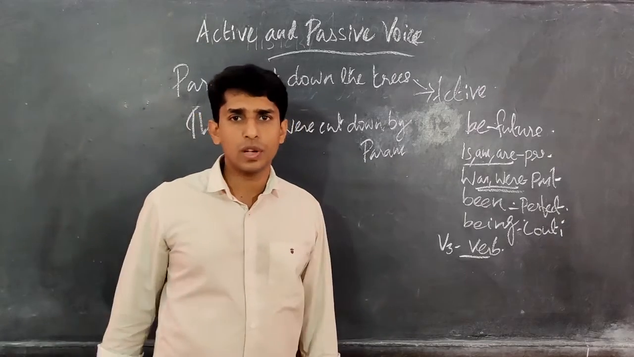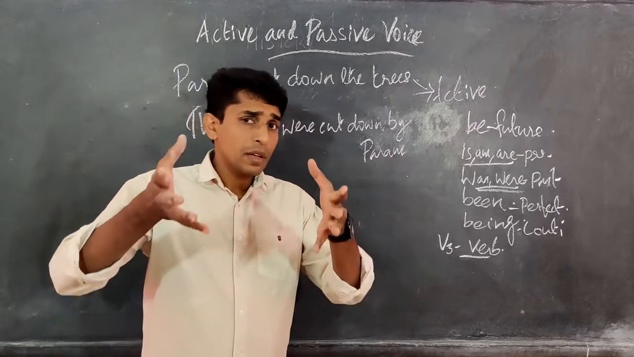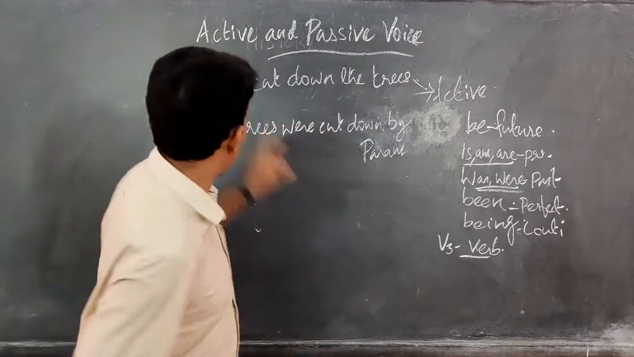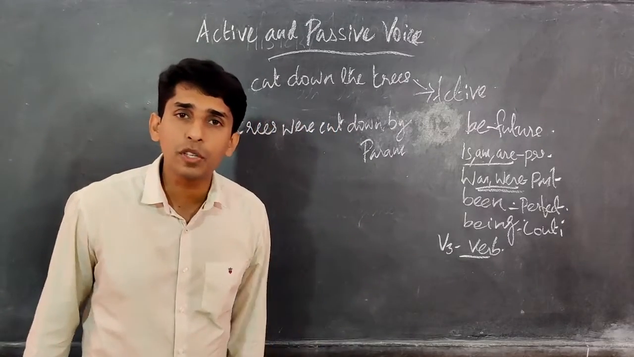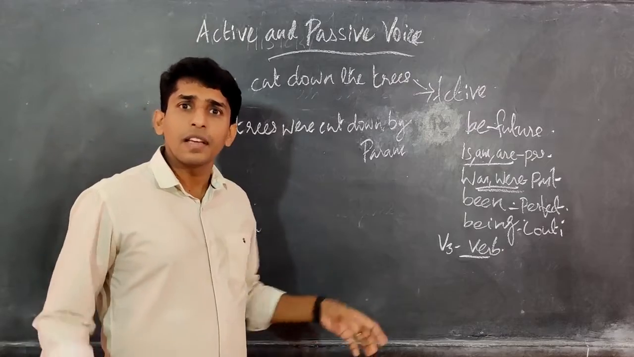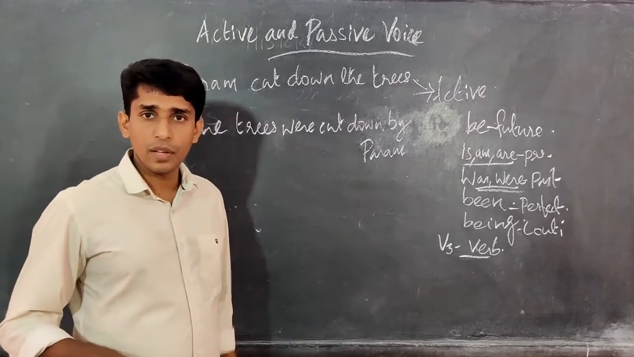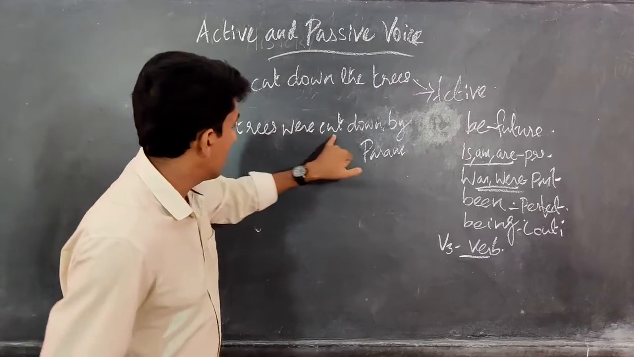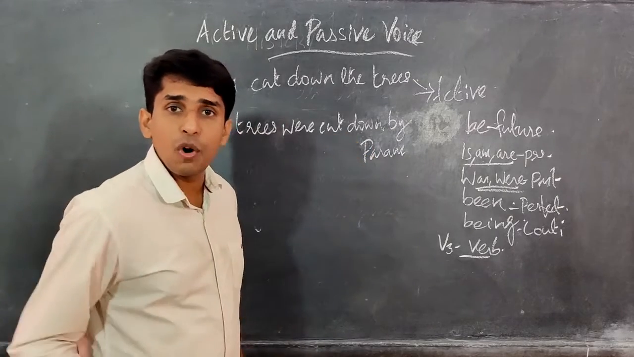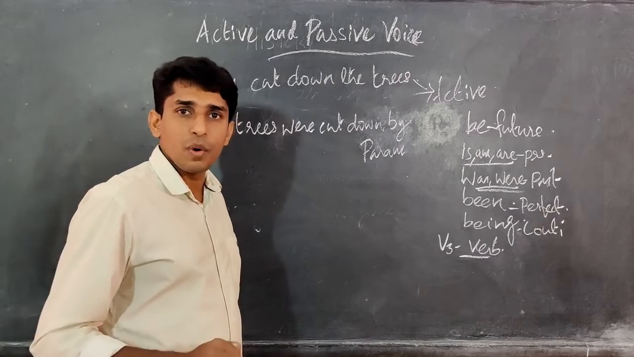And why do we use active and passive? Dear children, if the subject is important, Param cut down the trees. Who is given importance? Param is given importance. If the subject is more important when we speak, we will use active voice. In passive voice, the activity is more important.